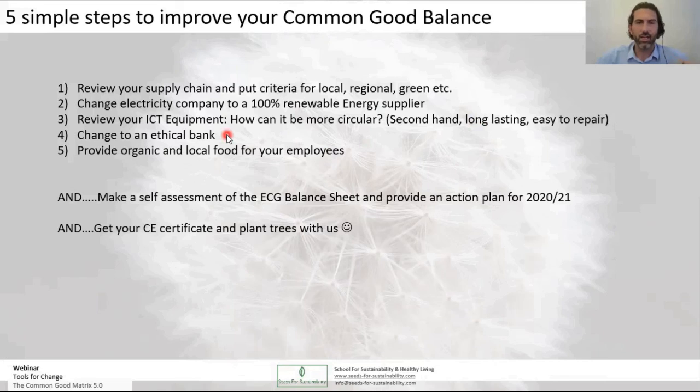Another thing, change to an ethical bank. I don't have this link on here, I forgot about it, but you can look Fair Finance Guide, and this is a worldwide website where you can look. Not every country is listed, unfortunately, but it doesn't necessarily always have to be so bad. But it's also good to think about it. So check for ethical banking. Look at Fair Finance Guide. Maybe one of the banks that are in your country are there.